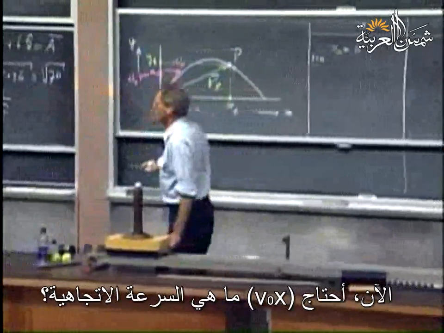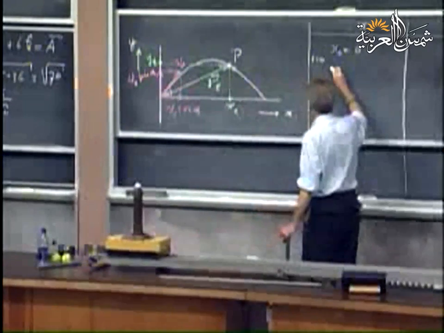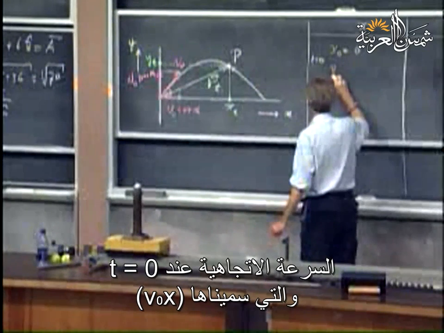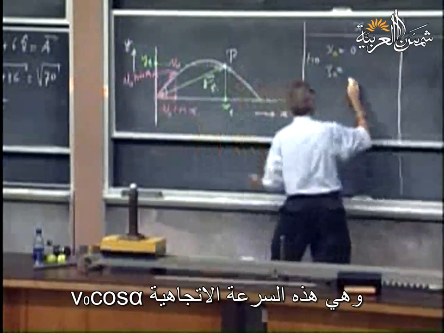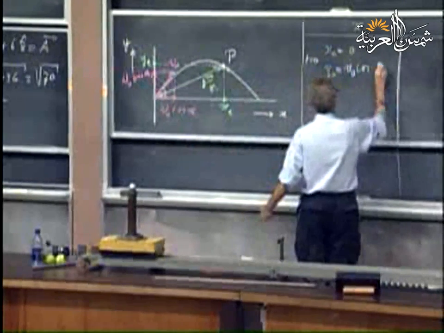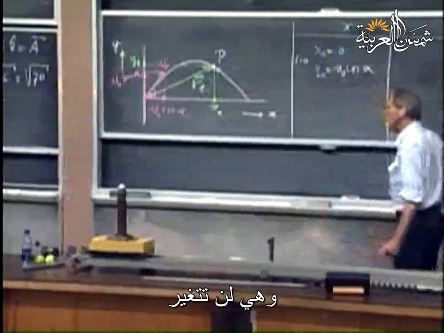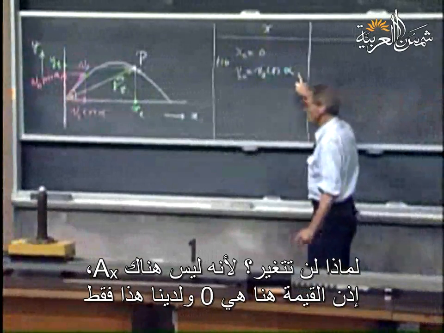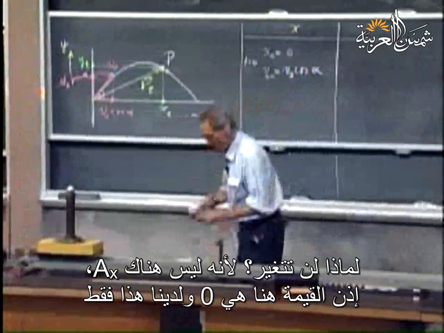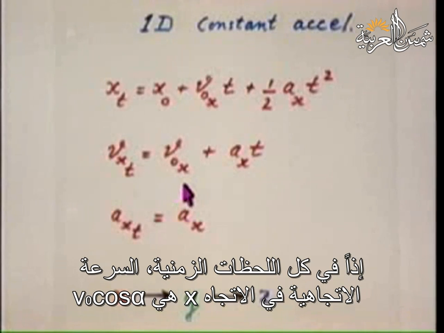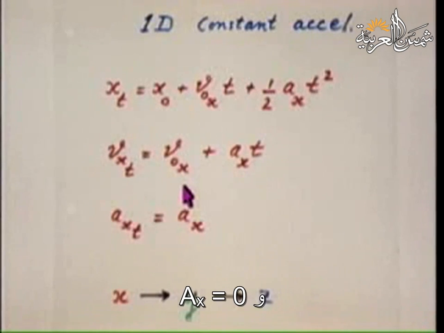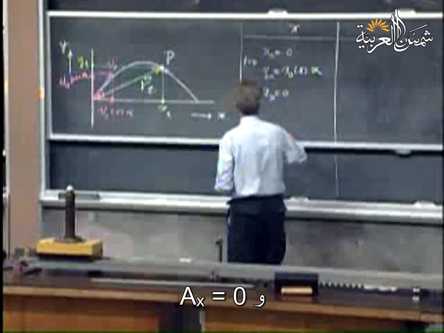Now I need v0x. What is the velocity? The velocity at t equals 0, which we have called v0x, is this velocity, v0 cosine alpha, and is not going to change. Why is it not going to change? Because there is no a of x. So this term here is 0. We only have this one. So at all moments in time, the velocity in the x direction is v0 cosine alpha. And the a of x equals 0.